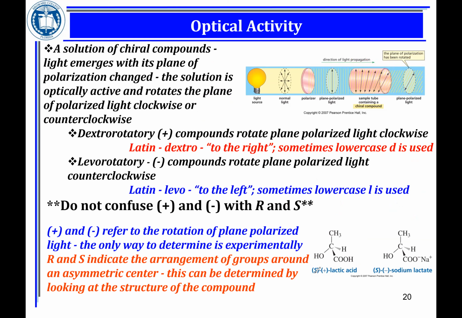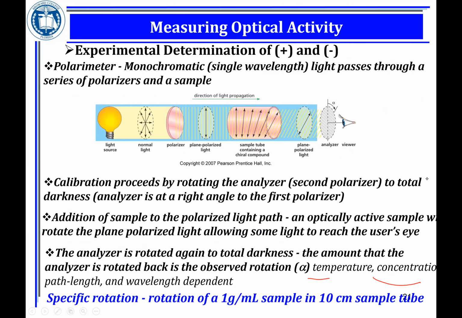This diagram basically shows that the formula that you have for two compounds, they are both S, but one rotates the light to the right side, the other one rotates to the left side. So S and R doesn't mean that they are plus or minus, whether they are going to rotate the light to the right side or to the left side, but experimentally, you can determine if the light is being rotated to the right or to the left side.